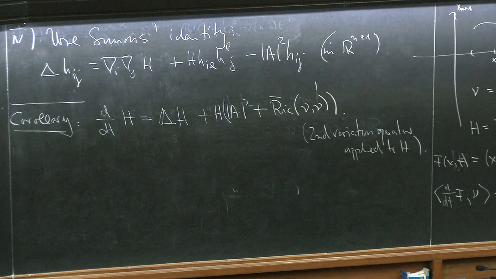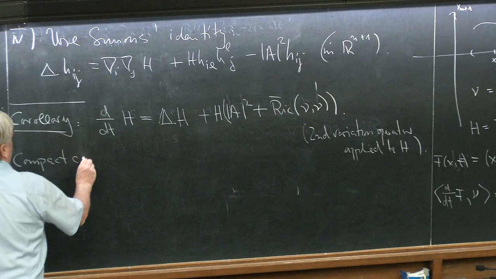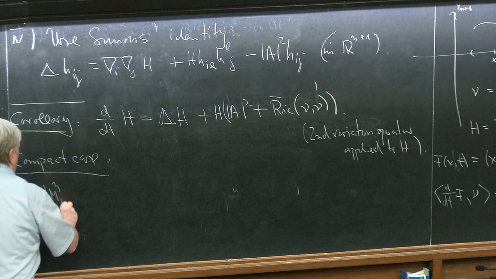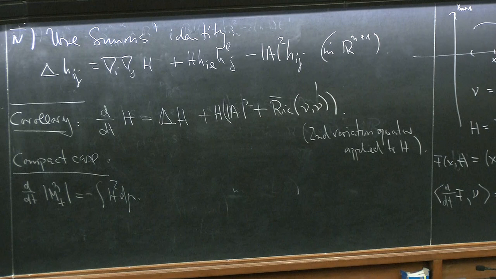Now, what else can we learn? Let's see what we can learn in the compact case from these equations, sort of quick conclusions. Suppose our hypersurface M^n is a closed hypersurface. Then a quick conclusion is, of course, that d/dt of the total area of the surface is minus the integral of H squared dmu, just from this equation here.